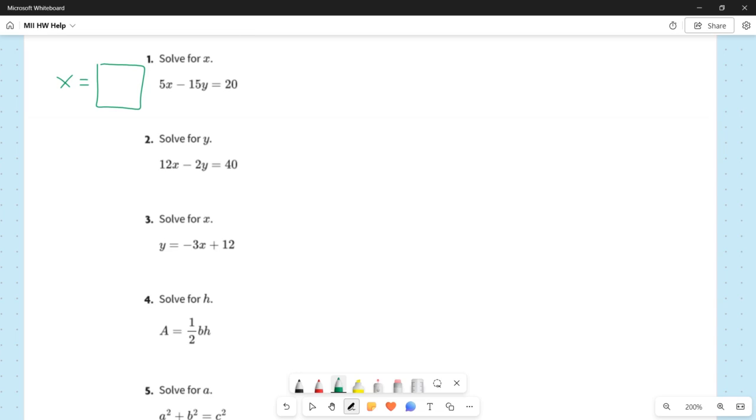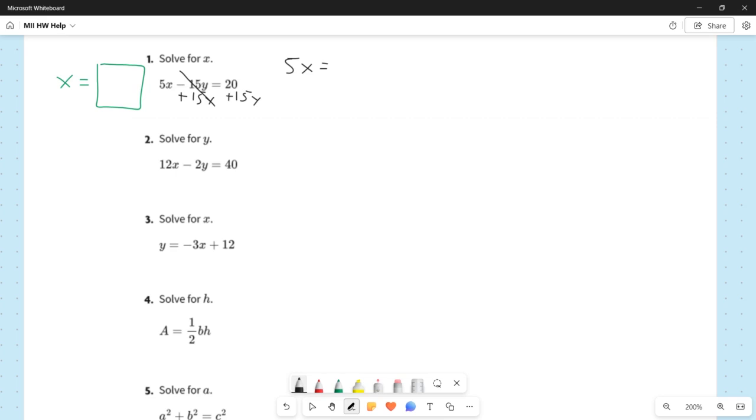For number 1, we've got 5x minus 15y equals 20. In order to reach our goal, we have to deal with that 5 that's on the x, and we have to deal with the negative 15y. The first thing we're going to do is add 15y to both sides. When we do that, the minus 15y and the plus 15y on the left are going to cancel. I'm going to be left with just 5x on the left-hand side, equals, now we have 20 plus 15y.